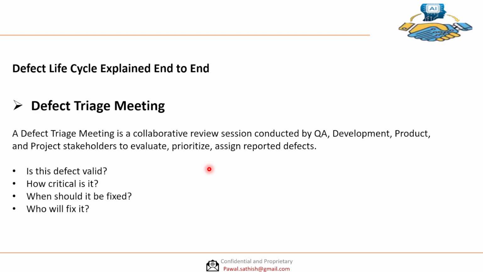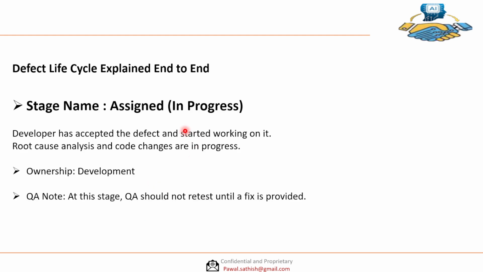Basically, this triage meeting happens twice a week. In this meeting, we discuss whether the defect is valid, how critical it is, when it should be fixed, and who will fix it. Since everyone is involved, including the product owner, project stakeholders, development leads, and QA leads, we get all these answers in the same meeting, and after that we assign the defect to the respective developers.